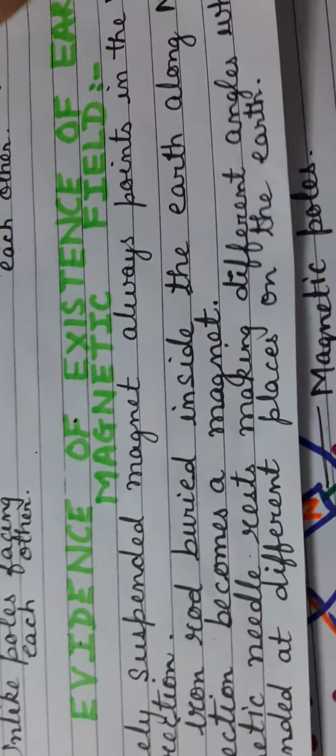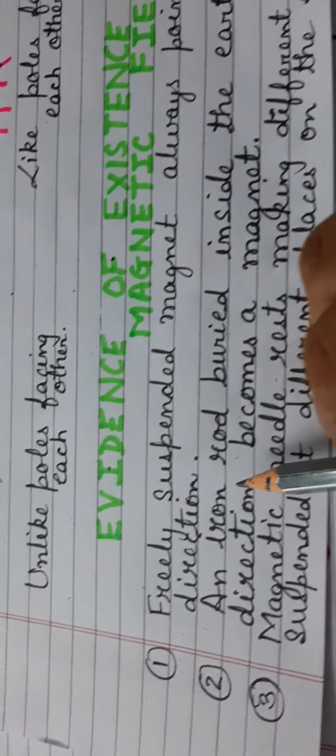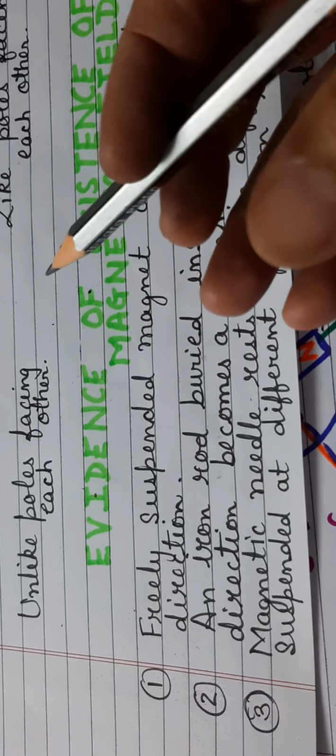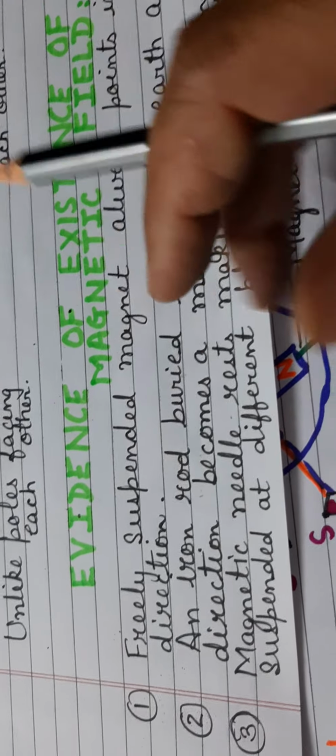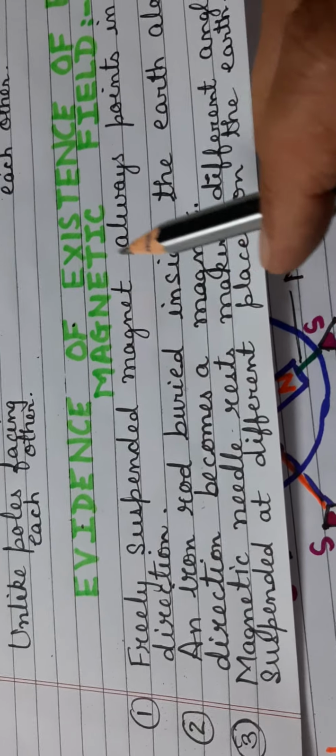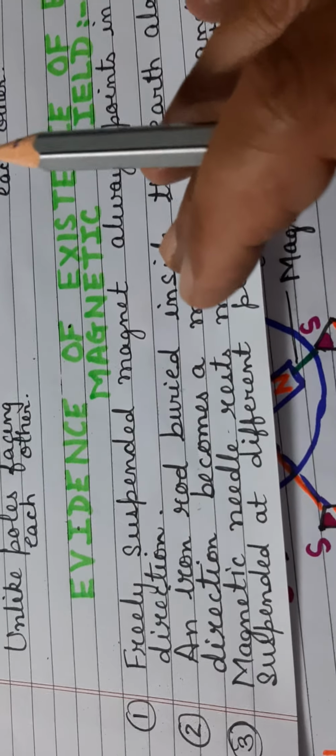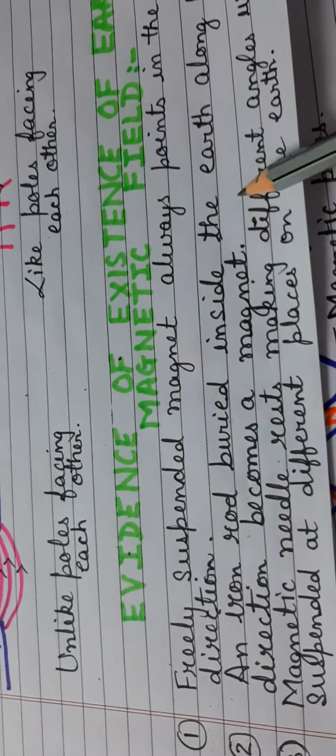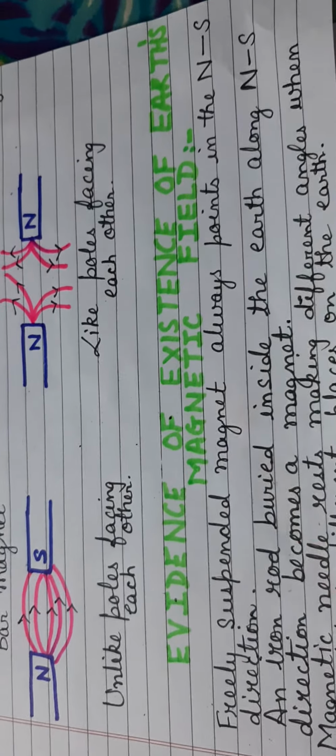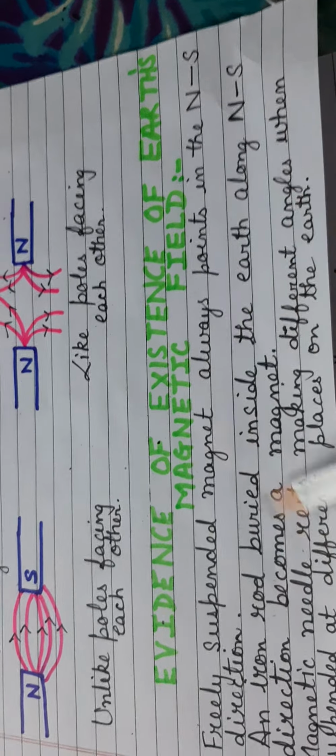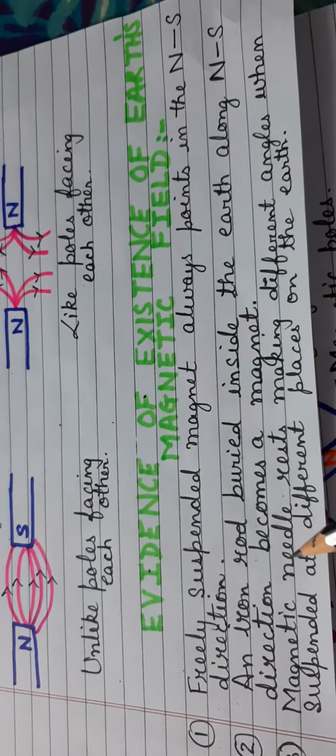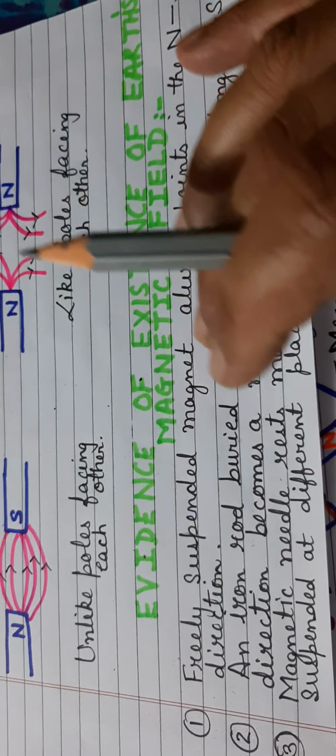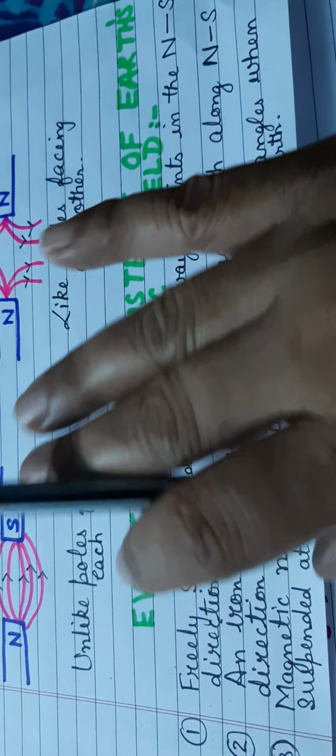Now we move on to evidence number 2, which you can do on your own, children. You need a soft iron rod, or you can use an iron rod, and you have to dig a hole in the earth, a little deeper. You bury the iron rod inside the earth in such a way that it points in the north-south direction of the earth, right? Now it is placed in the north-south direction, and you cover it with mud again.